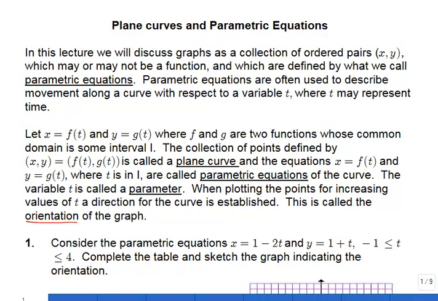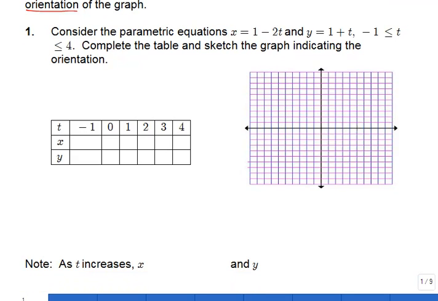So let's see an example of what some parametric equations might look like and what the graph would look like. We're going to consider the parametric equations x equals 1 minus 2t and y equals 1 plus t, where we're going to let t vary between -1 and 4. We're going to fill out this table to get some points, and then we're going to plot the points over here on our graph.